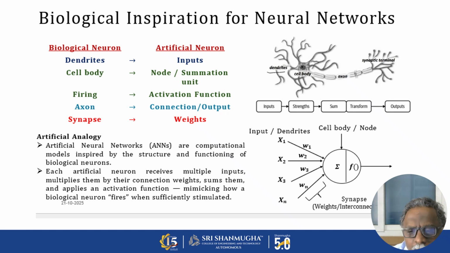So this can be modeled this way. X1, X2 are the input features, and corresponding weights are associated with them, and they are summed up, and finally it will be activated. So an artificial neural network is basically a computational model inspired by the biological neurons. This is the way it works.